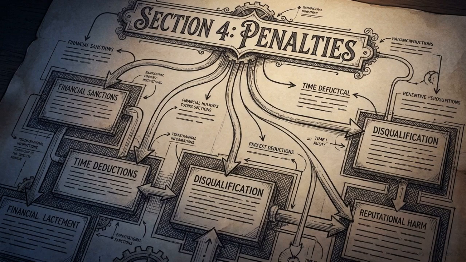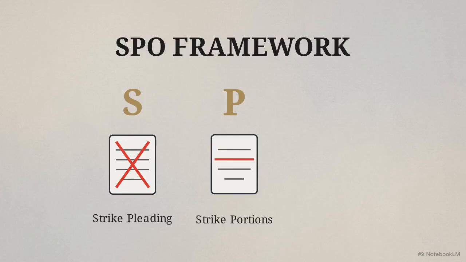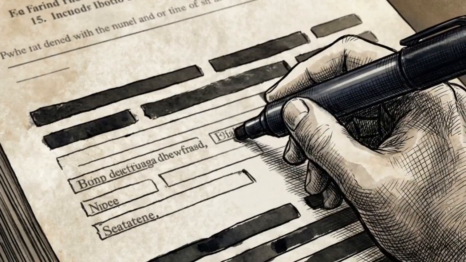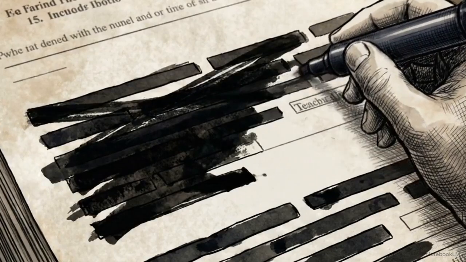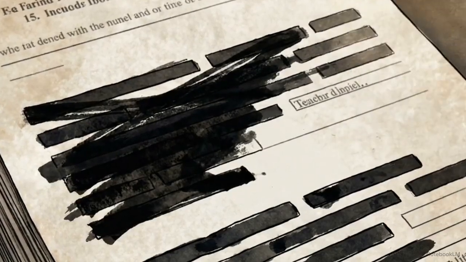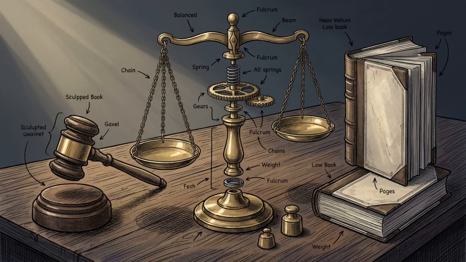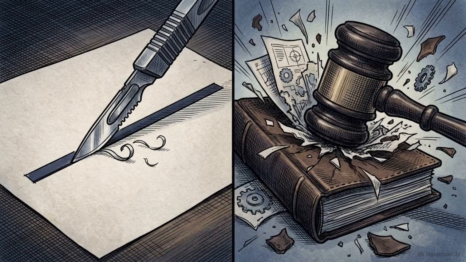Failure to meet this deadline triggers Section 4, Effect of Noncompliance. The court's response is governed by the SPO framework. Strike the pleading, strike specific portions, or issue other just orders. The primary coercive sanction is structural amputation. The court will order the striking out of the entire ambiguous pleading, or slice away the unclarified portions. If outright striking is deemed too severe, the judge retains the equitable flexibility to make such other orders as are just. The legal effect here is specific.